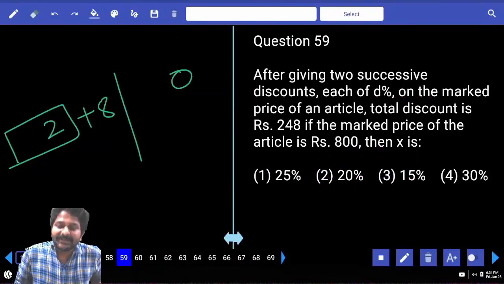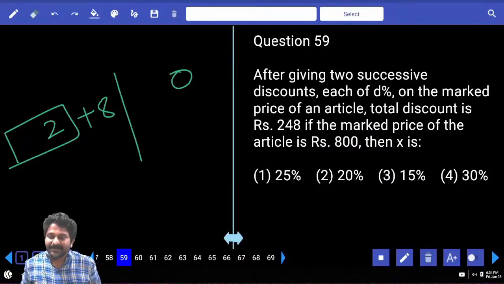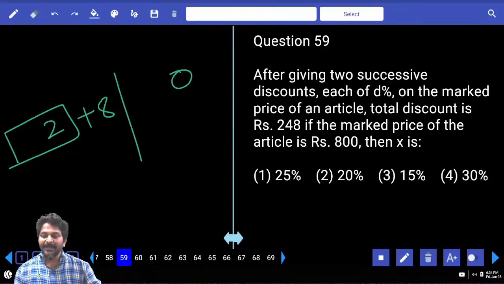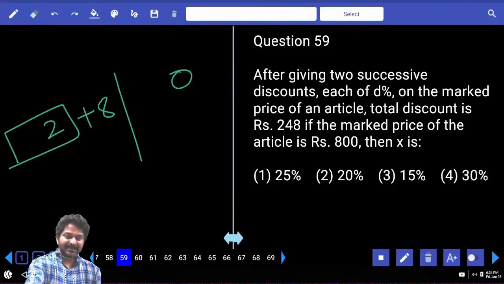After giving 2 successive discounts each of D% on the market price of an article, the total discount is 248. If the market price of the article is 800, then X is. Which is the answer?